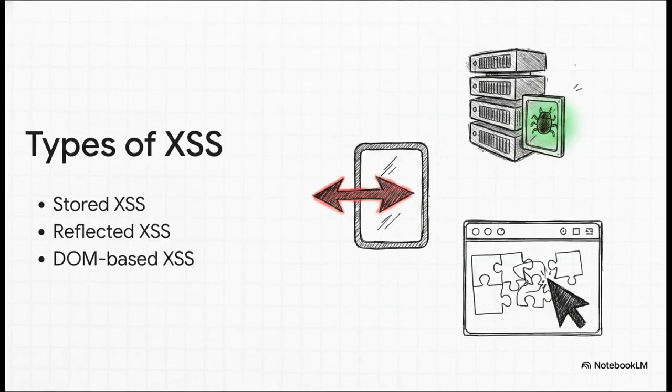XSS comes in three primary flavors. First, there's stored XSS. This one is highly dangerous because the malicious script is permanently saved on the target server, hitting literally anyone who visits that specific page. Second is reflected XSS, where the script is cleverly embedded into a manipulated URL, affecting only the people tricked into actually clicking the link. And finally, DOM-based XSS. This occurs entirely within the browser's document object model, meaning it manipulates the page elements right in front of the victim without ever even touching the backend server.